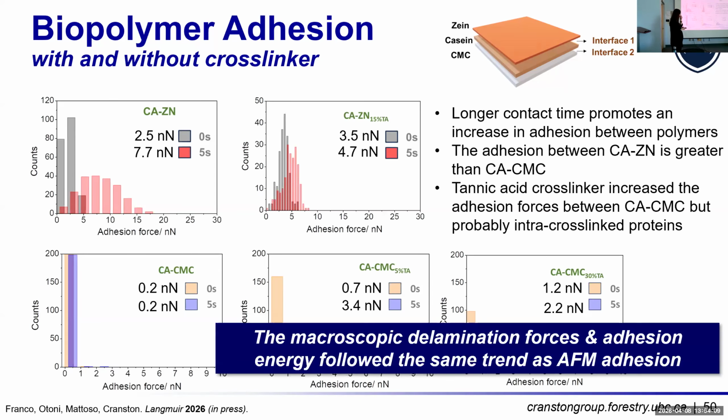And so the idea here is that we did these nanoscale measurements of the interlayer forces, but then we compared them to macroscopic measurements, like peeling delamination, contact angle, and oxygen barrier. And we can see that what we measured by AFM correlates with the macroscopic properties as well.